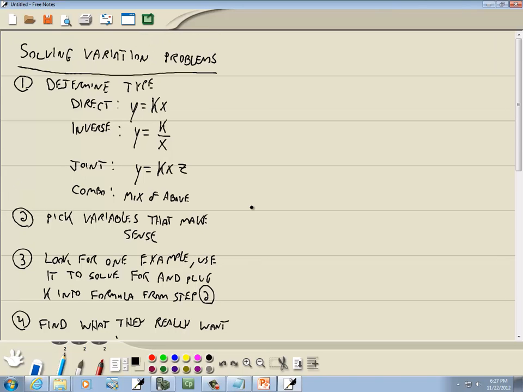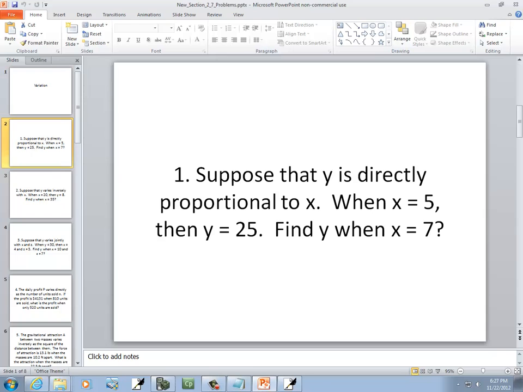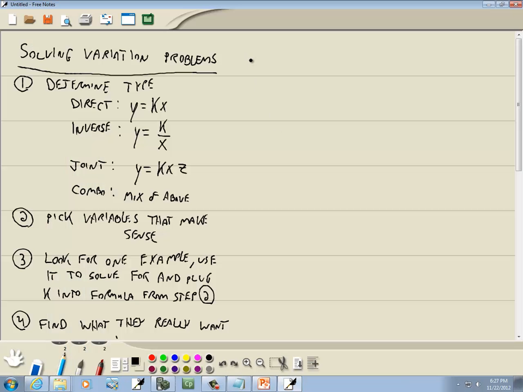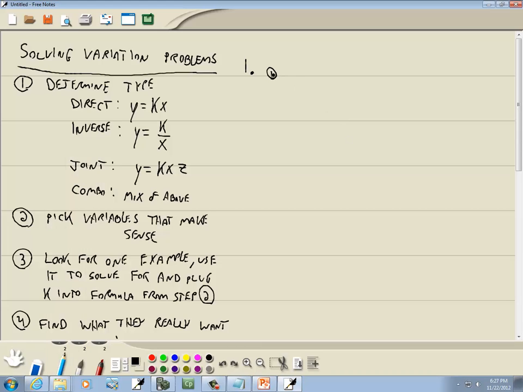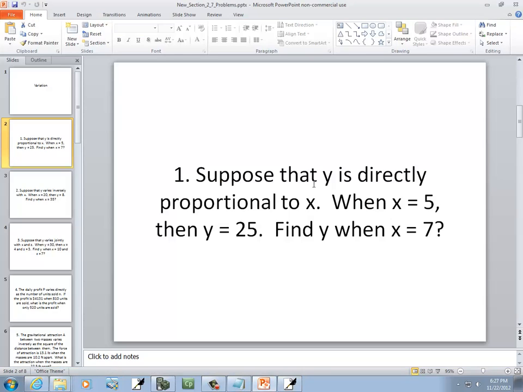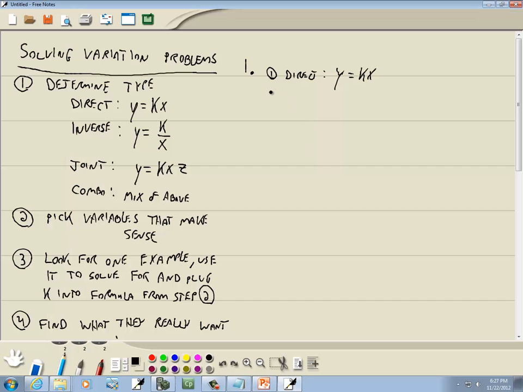So let's take a look at these. Let's look at our first problem. It says suppose that y is directly proportional to x. Well, it has the word direct in it, so this is a direct problem. And typically that's of the form y is equal to kx. Now, step 2 says pick variables that make sense, but actually we have x's and y's in this problem, so x's and y's actually make sense. So, don't need to do step 2.